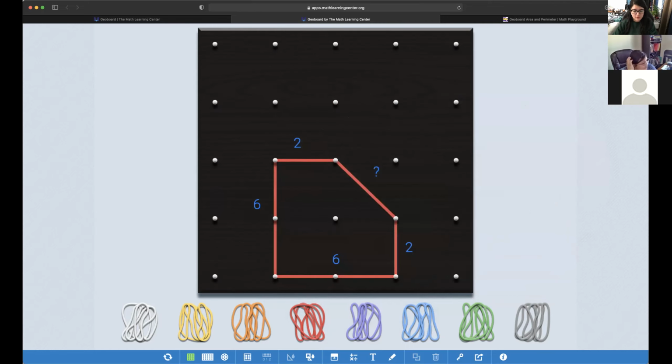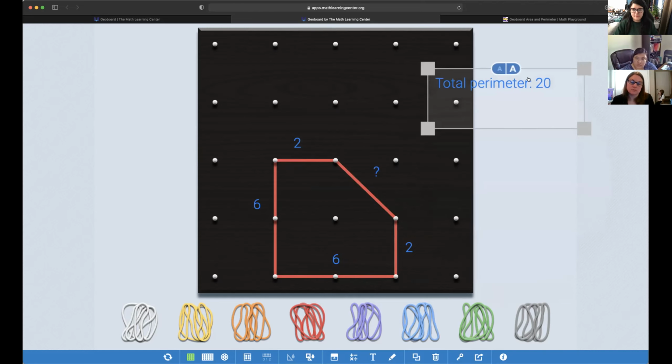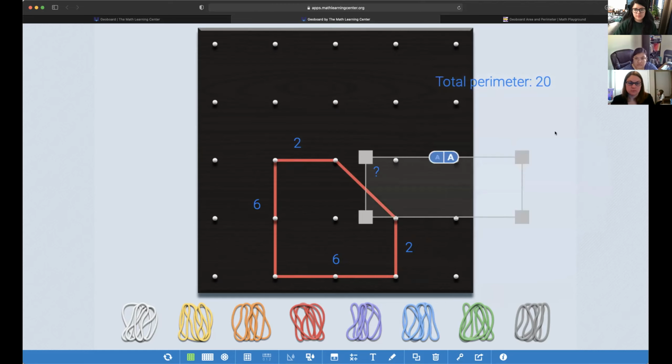So whenever we're looking at problems like this, if it gives you the total perimeter, we know that perimeter is adding all the sides, right? So let's say they tell us the total perimeter. Oops, I can't type today. We'll just say the total perimeter is 20. So if we know that perimeter is adding all the sides, what could you do to solve for this missing side right here?